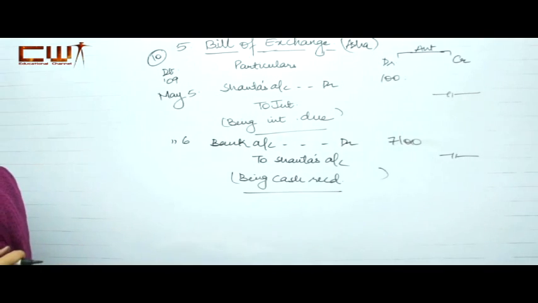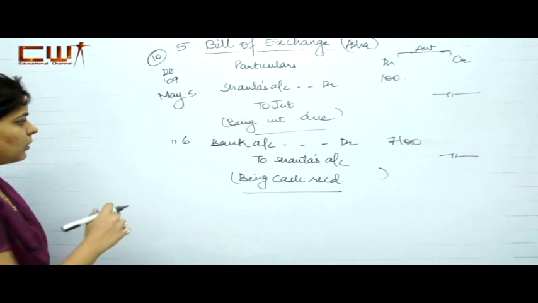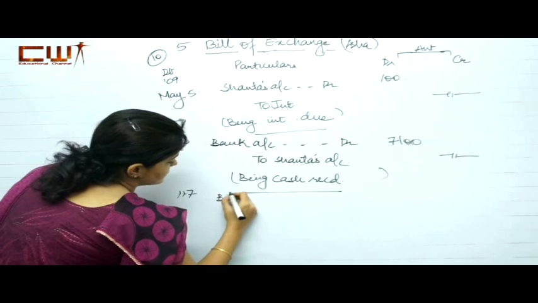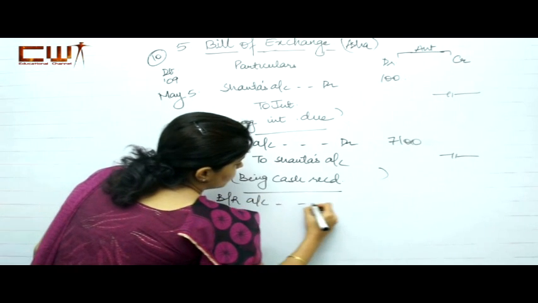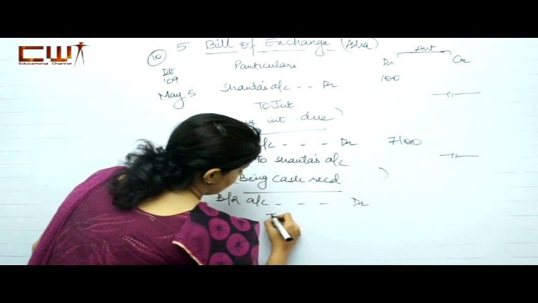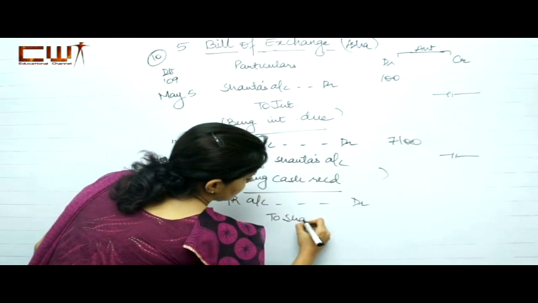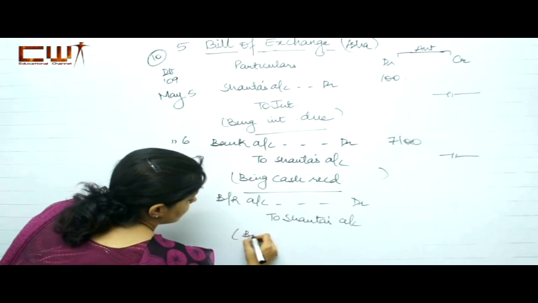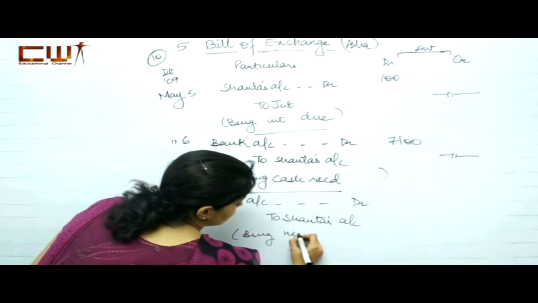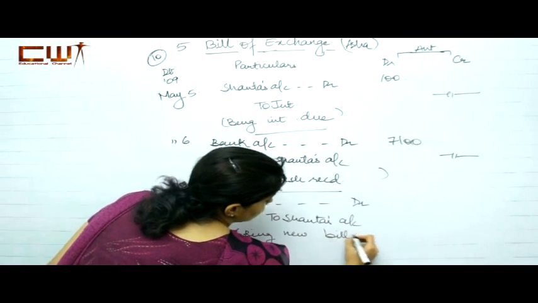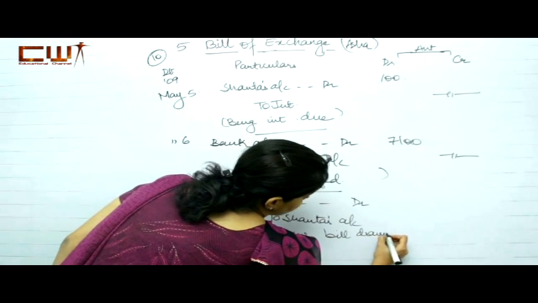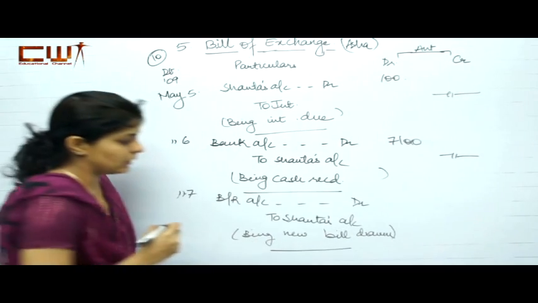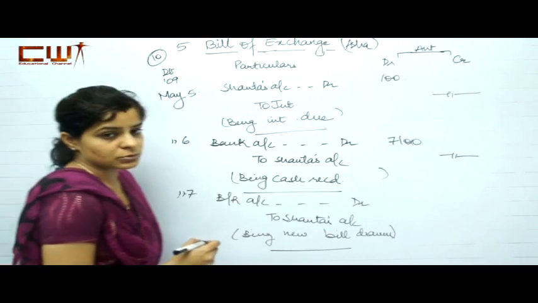Now what are you doing? You are renewing the bill. Again you are making the bill. So it will be bills receivable account debited to Shanta's account, being the new bill drawn. How much is it for? 7,000.